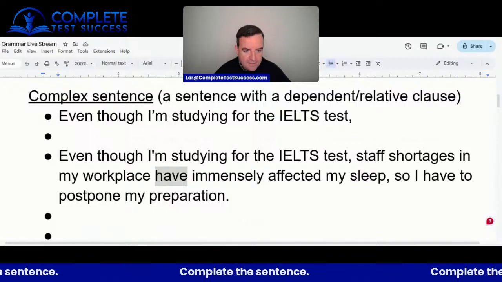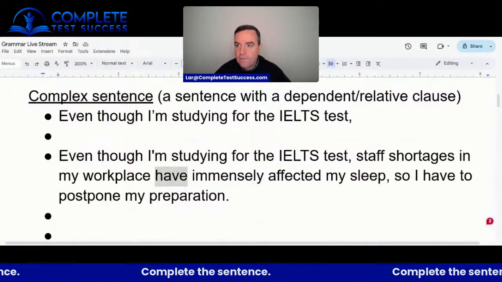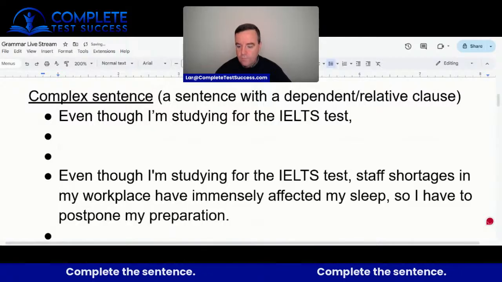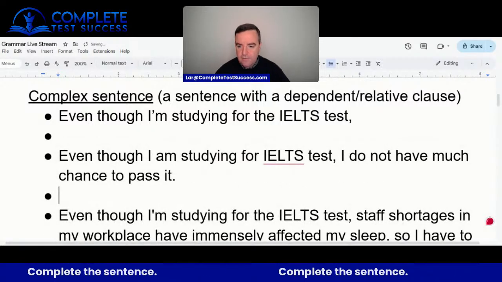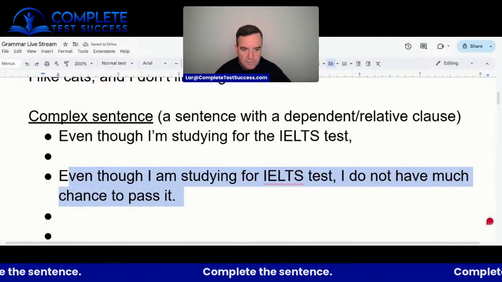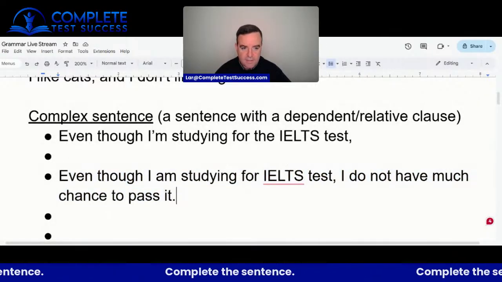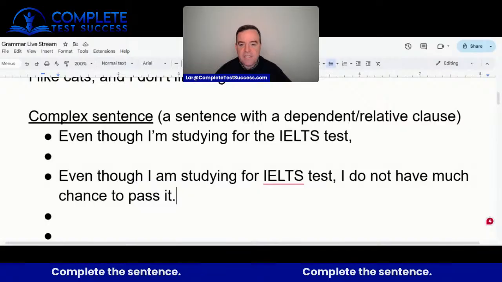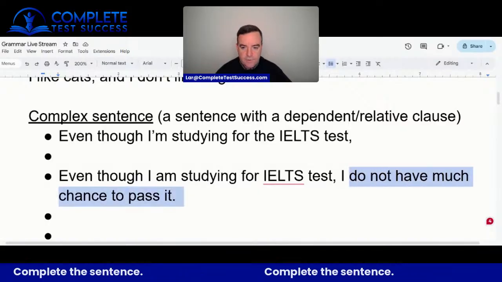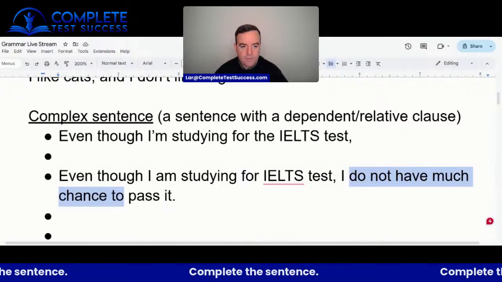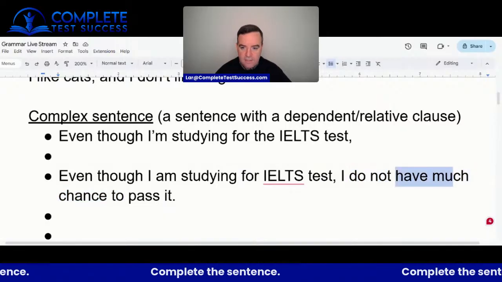And Reza. Okay. Let's do one more round after this, and we'll leave it there. Even though I'm studying for the IELTS test, I do not have much chance to pass it. Just the vocab mistakes. I do not have, maybe it's not likely. Or maybe I do not think it's likely.